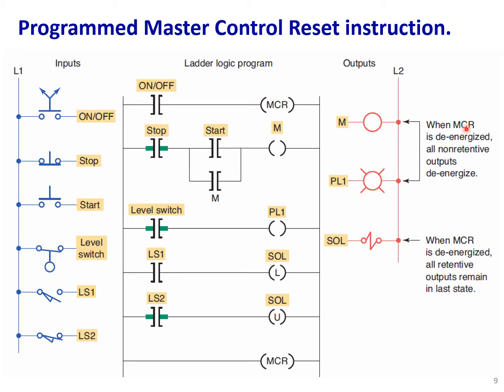So you see here, when MCR is de-energized, all non-retentive outputs are de-energized. So the pilot light and the motor are non-retentive ones. And when MCR is de-energized, all retentive outputs remain in their last state. So for example, the solenoid here, in this case, we assume that this is a retentive solenoid. So when the system shuts down, the solenoid will stay in the last position, in the last state.